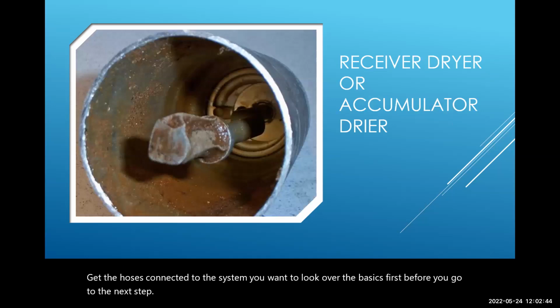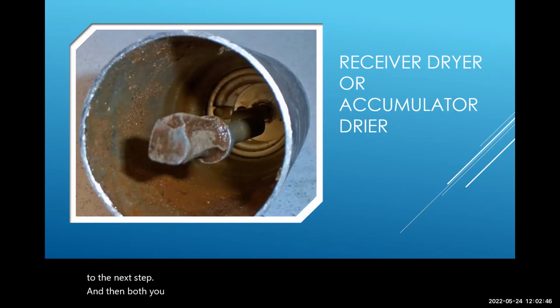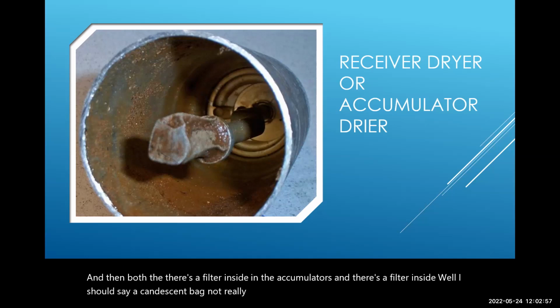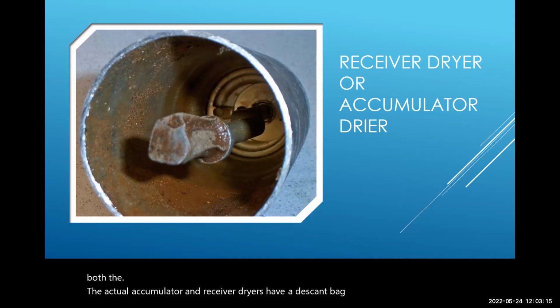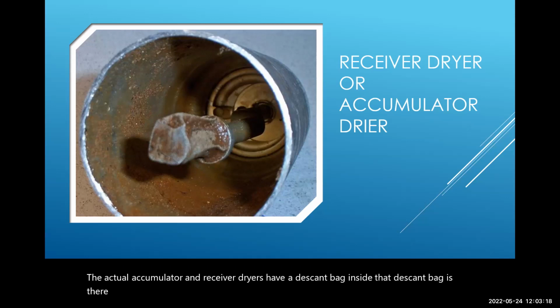And then both accumulators and receiver dryers have a filter inside, well, I should say a desiccant bag, not really a filter like some of the filters you might see in other systems. Both the accumulator and the receiver dryer have a desiccant bag inside. That desiccant bag is there to take moisture out of the system. It's not there to take an extra amount of moisture.